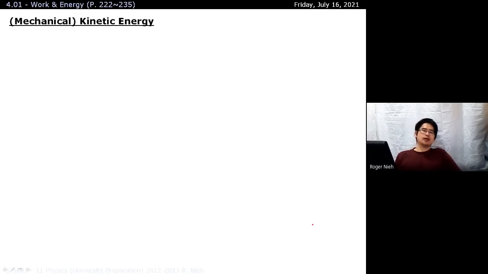Mechanical kinetic energy, so energy of an object in motion. Again, I want to go through the derivation. When it comes to quiz, test, or exam time, you do not need to derive it for me. But I think that if you can see how the formula is derived, you have a better appreciation of just how physics works. So let's go through that backstory.